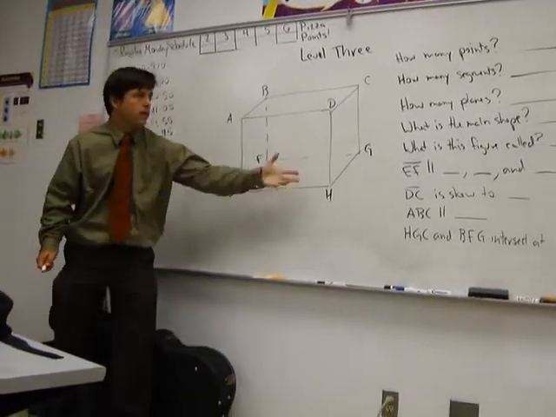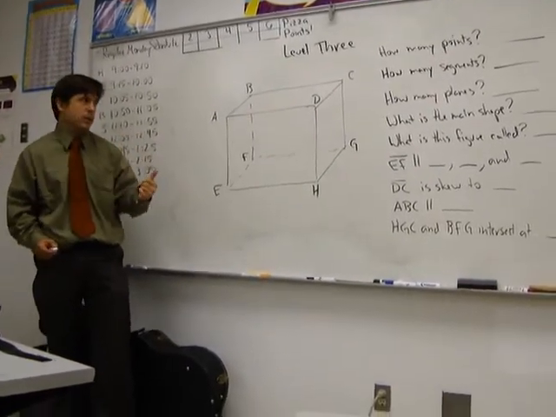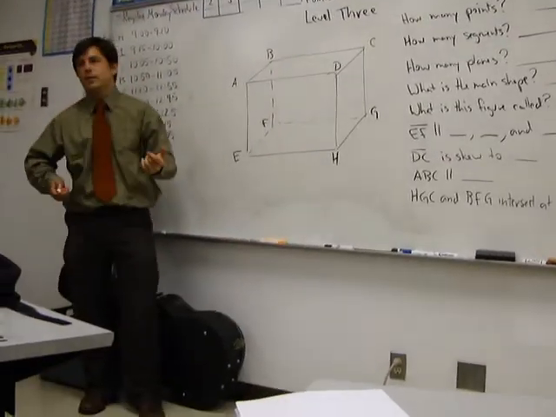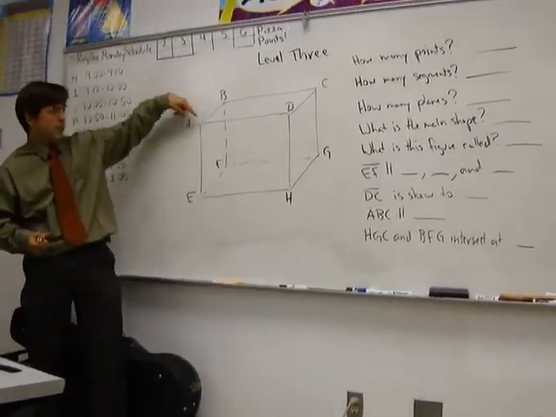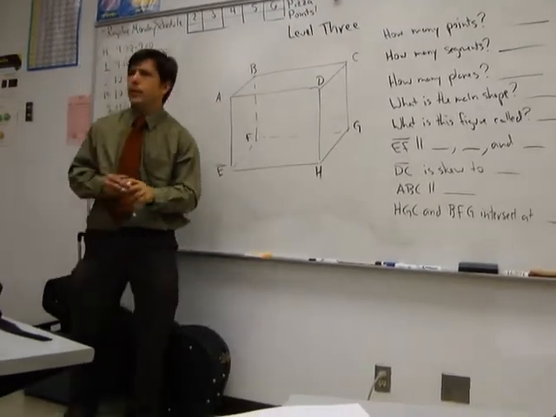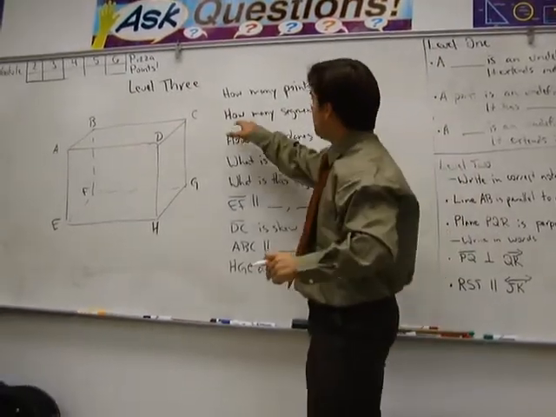So what we've got here is this figure. I'm going to try not to explain anything about it. I want you guys to do most of the thinking here. When it says how many points, the best way to deal with it is just to count. How many points do you see? 1, 2, 3, 4, 5, 6, 7, 8. Does everybody agree? What's the answer? 8. Great. Okay. How many segments?